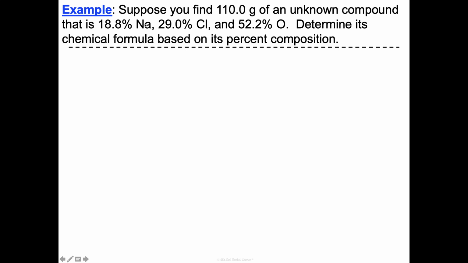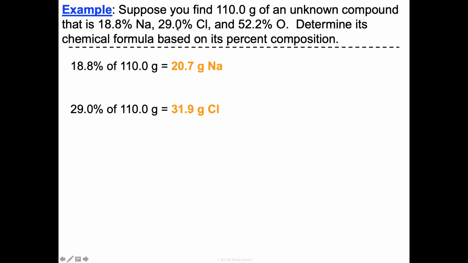So to figure out how many grams of sodium are in this compound, we need to find 18.8% of 110 grams. So we're going to do exactly what we were just doing. Write it out, crisscross, and you figure that there's 20.7 grams of sodium. Same thing. Let's figure out what's 29% of 110. It's 31.9 grams of chlorine. And then what's 52.2% of 110 for oxygen? 57.4 grams of oxygen. Okay? So that was our first step.